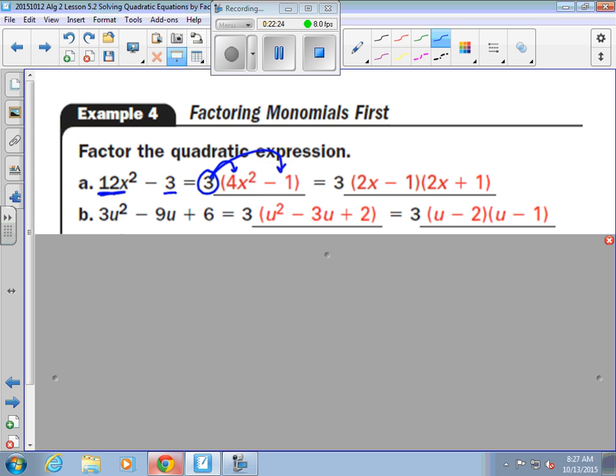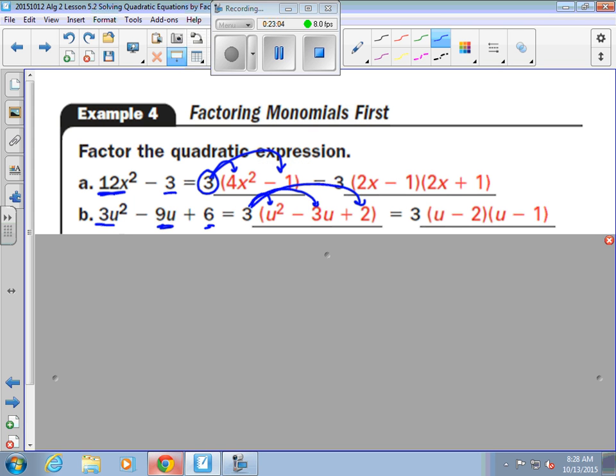B says 3u squared minus 9u plus 6. Again, the number 3 can be taken out. All of them have 3 in common. So again, this is the distributive property backwards. 3 times what gives you 3u squared? U squared. 3 times what gives you negative 9u? Negative 3u. And 3 times what gives you 6? Positive 2. So then you have u squared minus 3u plus 2. That's a perfect trinomial.